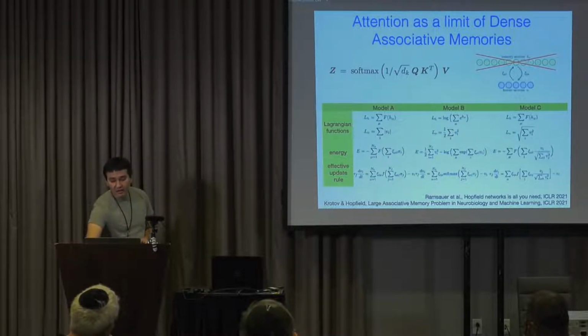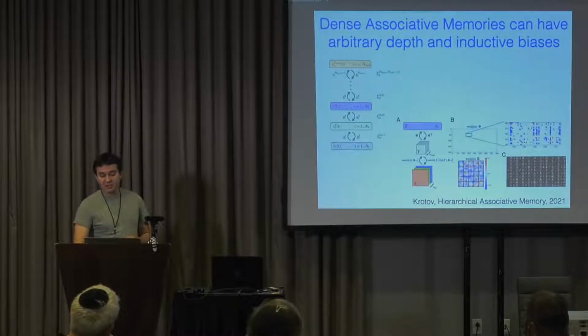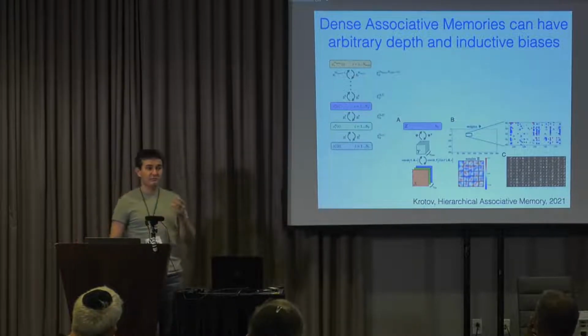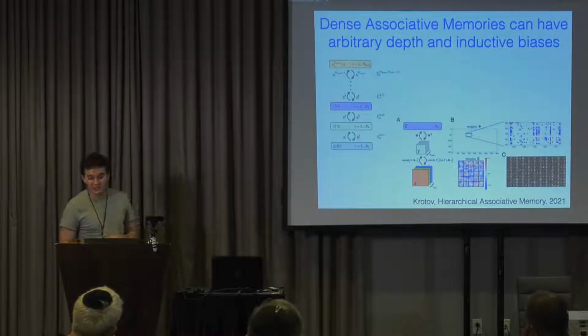So another thing that I want to briefly mention is that technically there is absolutely nothing that stops us from having very deep dense associative memories with many hidden layers. And we can also easily introduce interesting inductive biases like convolutions, pooling, etc. And I should also say that Chingiz has done some very cool work on incorporating convolutional structure in networks with feedback.